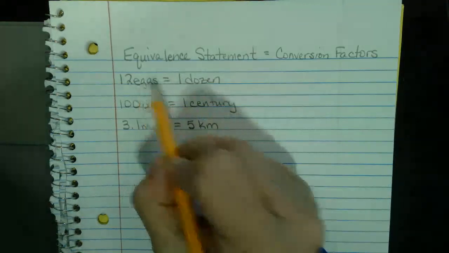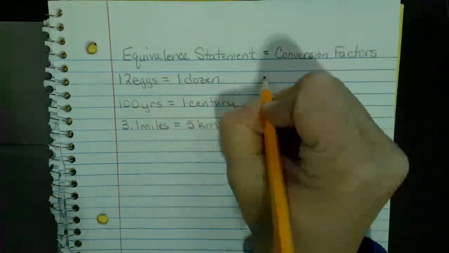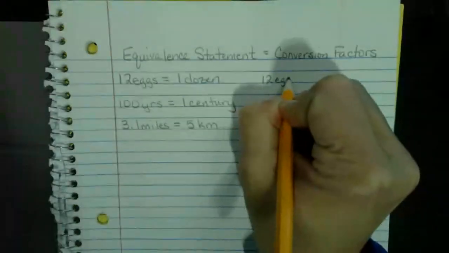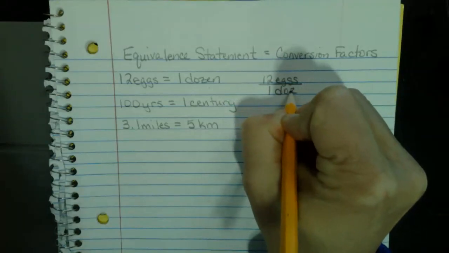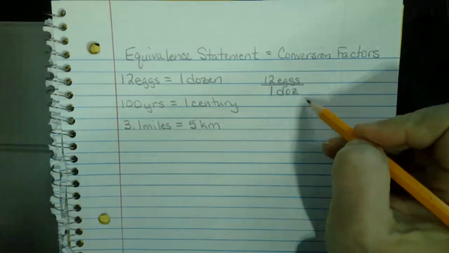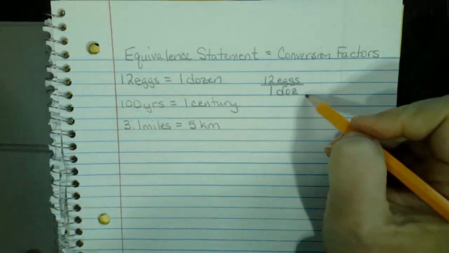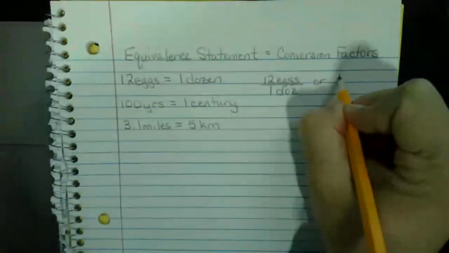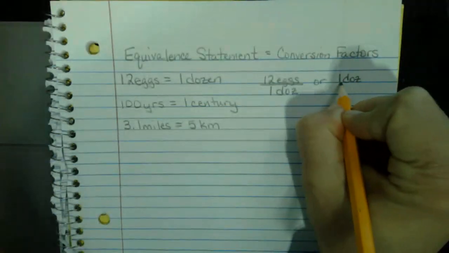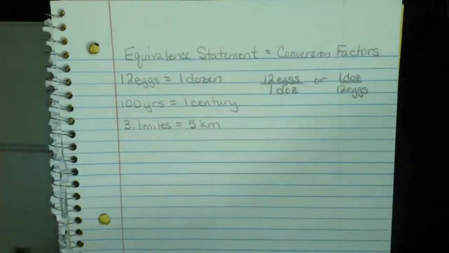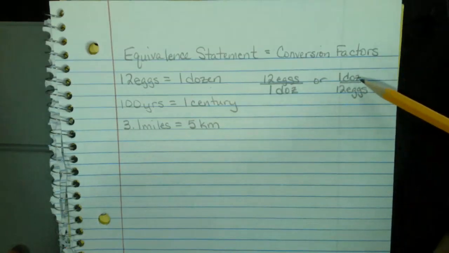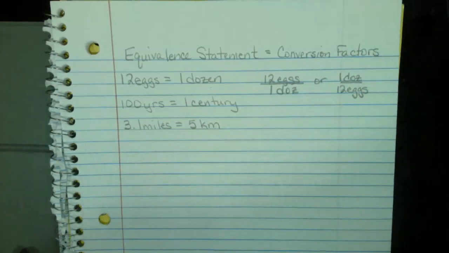Notice if I have 12 eggs, that's 1 dozen eggs. I could say that I have 12 eggs per every 1 dozen. Now, yeah, I abbreviated it, but I think you know what I mean here. Another way we could say this that means exactly the same thing is 1 dozen is equal to 12 eggs. If we can make it into a fraction, this is going to help us change from one unit to another quite quickly in something we call dimensional analysis.